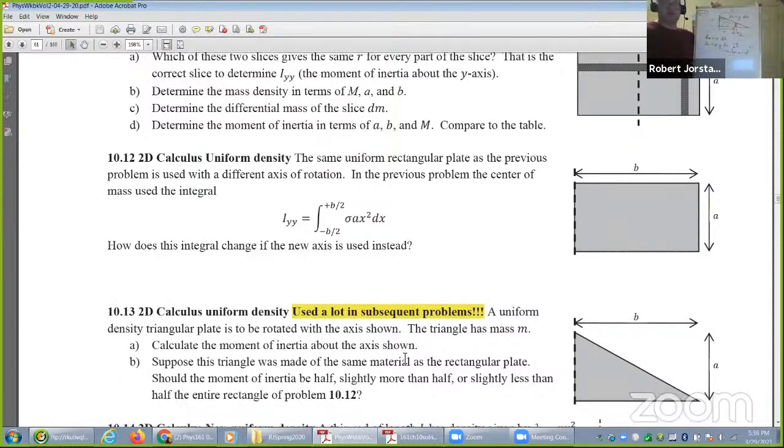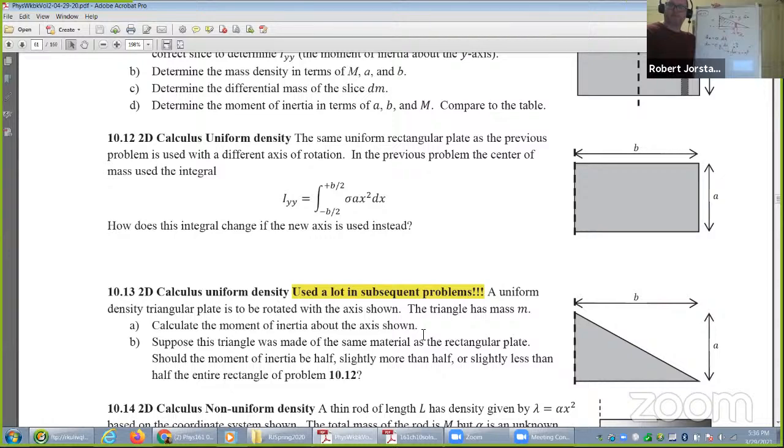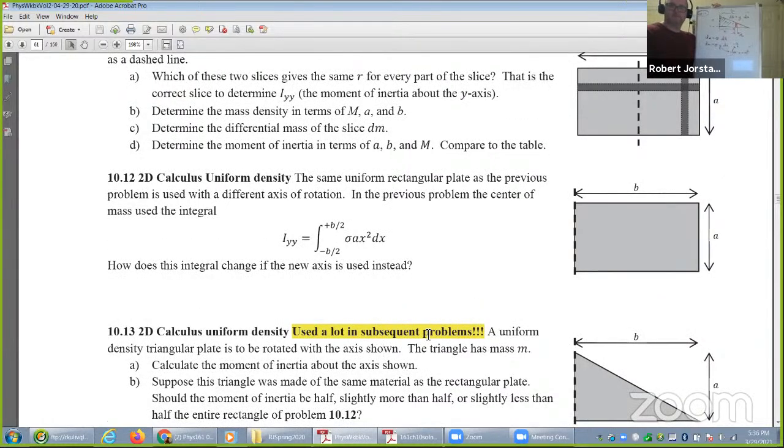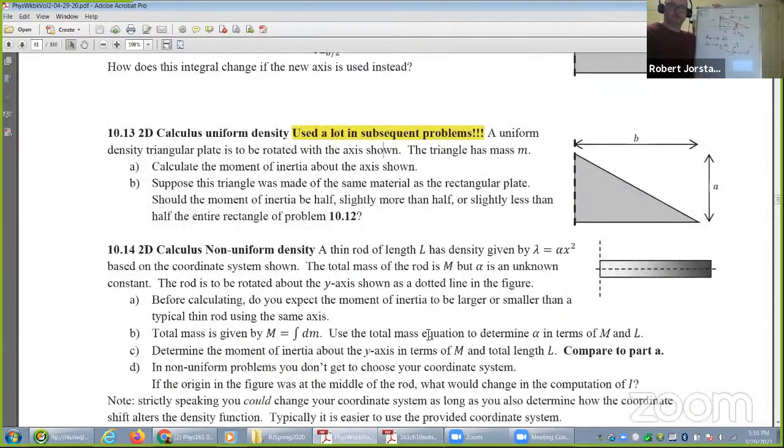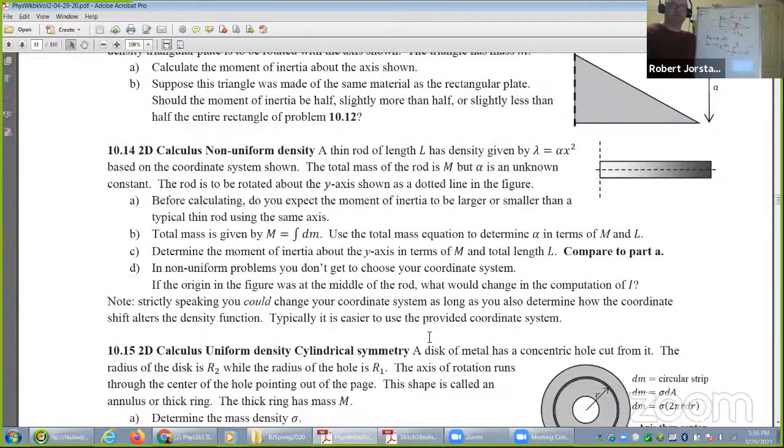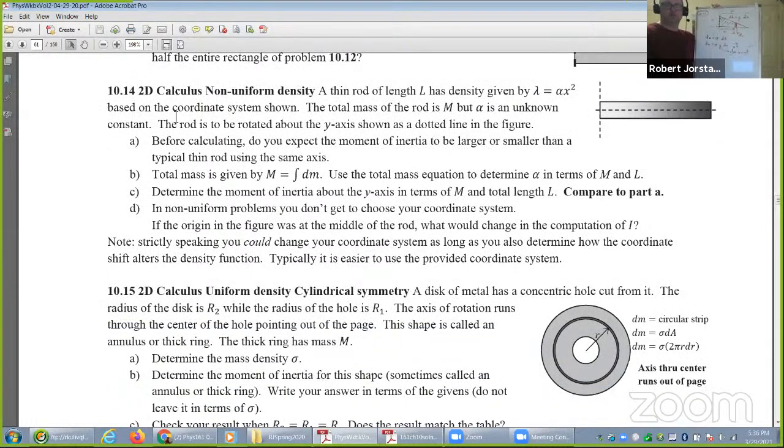Now, questions about this junk? I'm going to keep plugging along. Interrupt me at any time. We'll take a break pretty soon here, probably right after the next problem. Take a look at this problem right here.